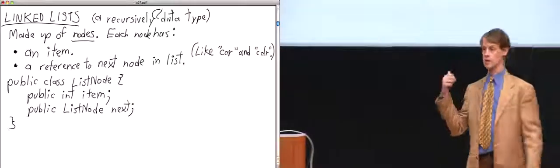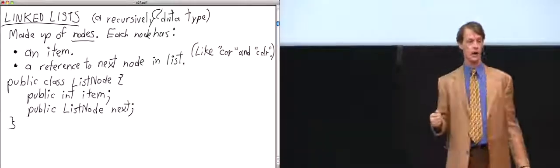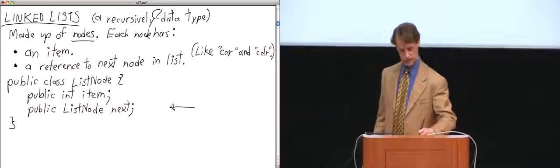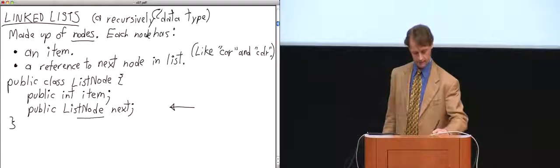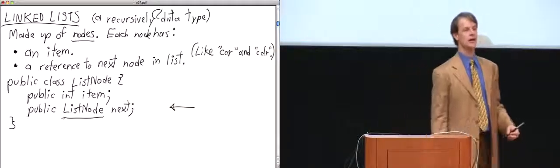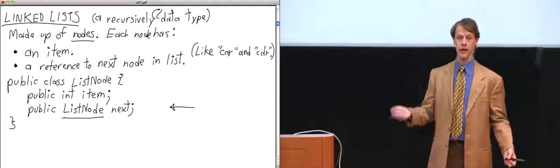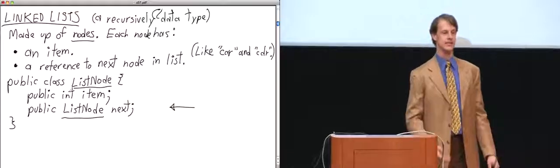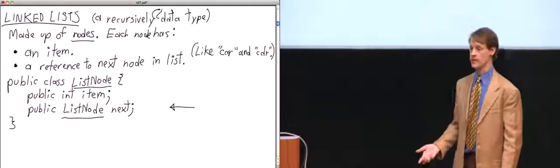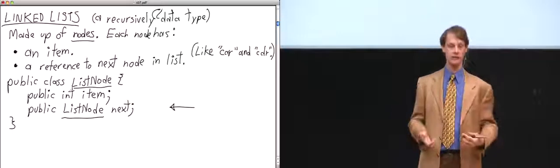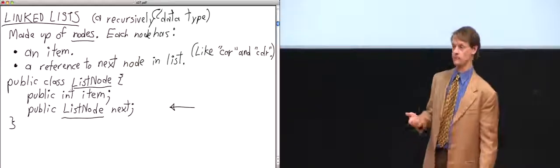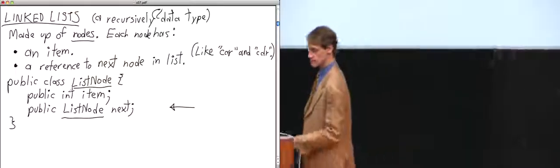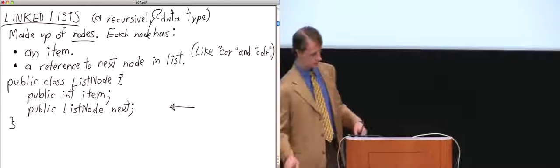Now, this is what I mean when I say that linked lists are a recursive data type. You'll notice that here in this declaration of the next field, I have a field of type list node. And the reason that's interesting is I'm declaring a reference to a list node when I haven't even finished defining what a list node is yet. And so that's what makes the data type recursive. It can point to itself, and yes, we can start talking about list node fields even before we finish defining what a list node is. Which is kind of cool.